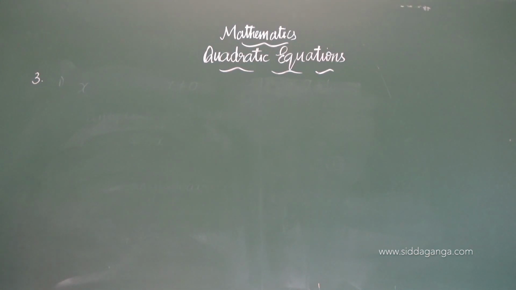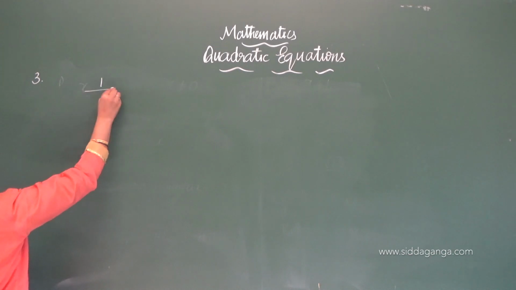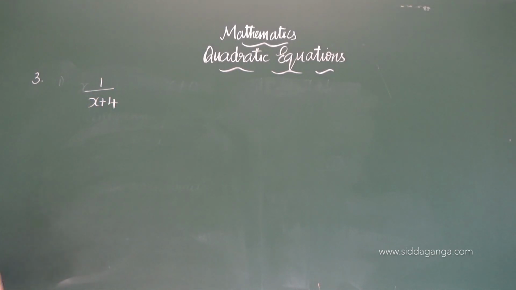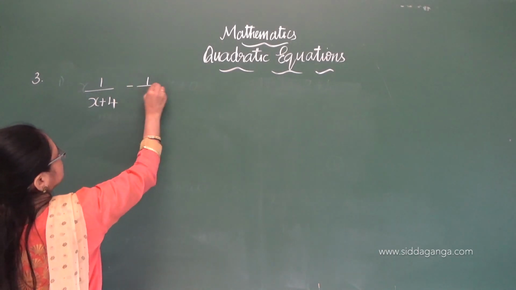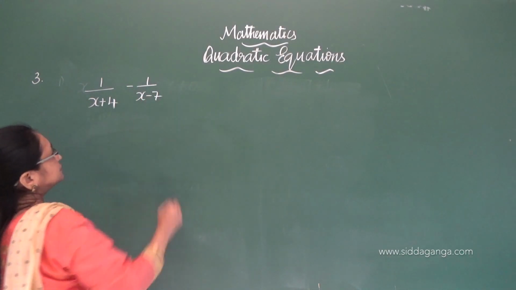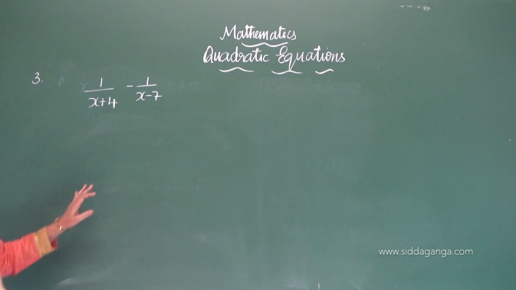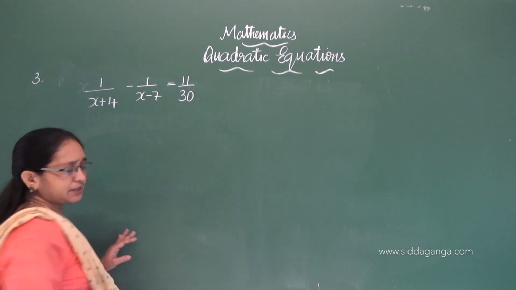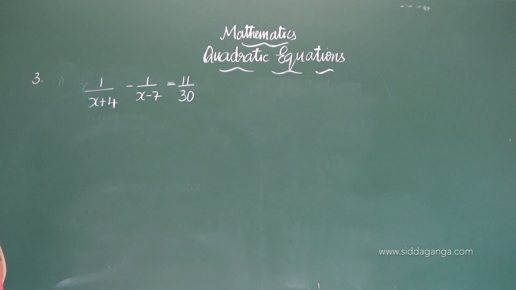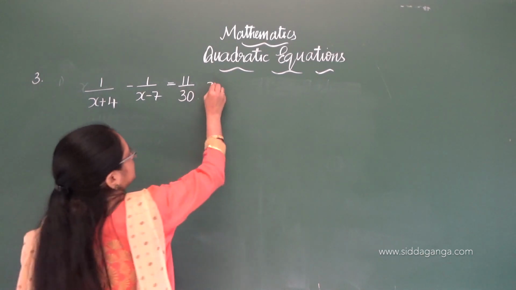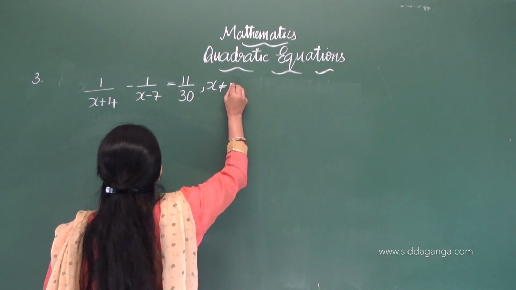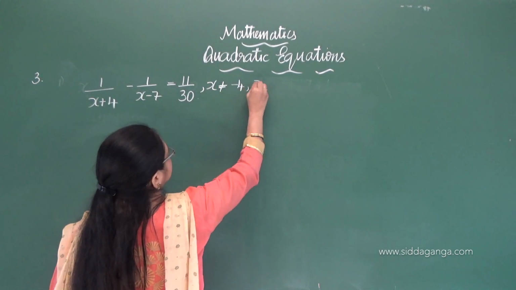Next one, 1 by x plus 4 minus 1 by x minus 7 is equal to 11 by 30. Okay, and here also they have given x is not equal to minus 4 or plus 7.